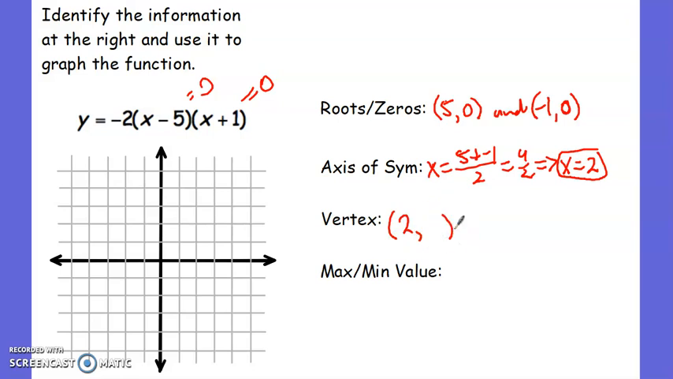And again, to find that, we can just say y equals negative 2 times 2 minus 5. We're going to plug that 2 in there, so that's going to be a negative 3. And 2, again, plugged into our equation, 2 plus 1 would be positive 3. Negative 9 times negative 2 is a positive 18. And that will be my y coordinate for my vertex.